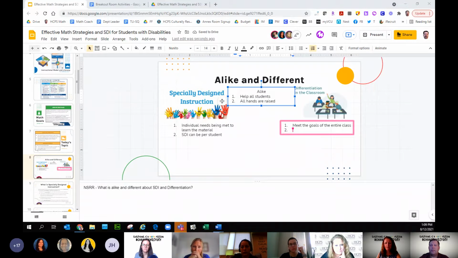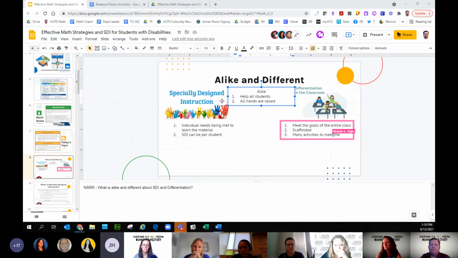Thank you. That was very comprehensive. And Ms. Trotman said that all the hands are raised as in alike, so I added that to our slide here. Ms. Abernathy says differentiation is having many activities to meet the common goal. What do you mean by the common goal on that?